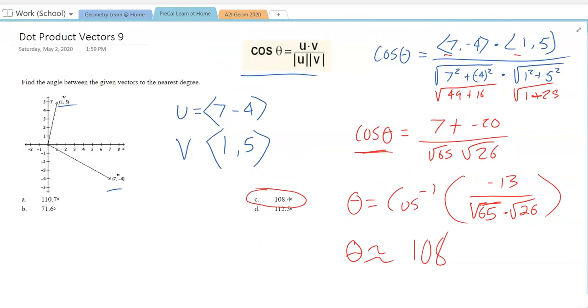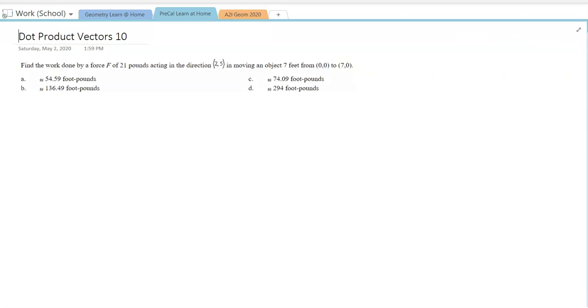Oh, we're on the last one. That's convenient. Number 10. Find the work done by a force of 21 pounds acting in the direction 2, 5, moving an object from 0, 0 to 7, 0. So conveniently, this part here is going to be real easy for us. This one, we need to figure out a force vector. It tells us the magnitude of the force is 21 pounds, and it tells us the direction, but we don't have an actual vector representing the force.